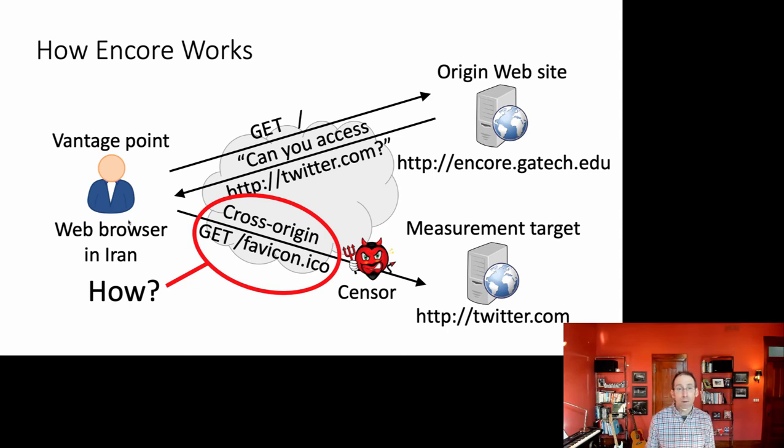In this particular image, a web browser in Iran visiting a site at georgiatech.edu might get a request that asks the browser to load a particular object from Twitter. And depending on whether that load succeeds or fails, we can get some information about whether or not Twitter is blocked in Iran.